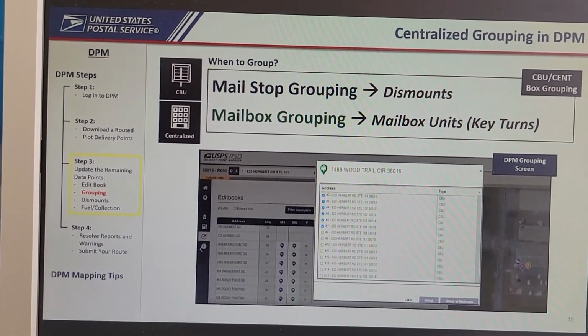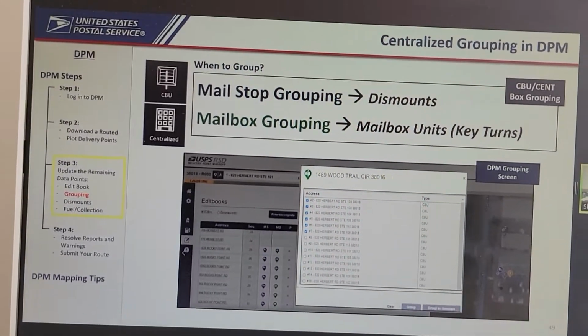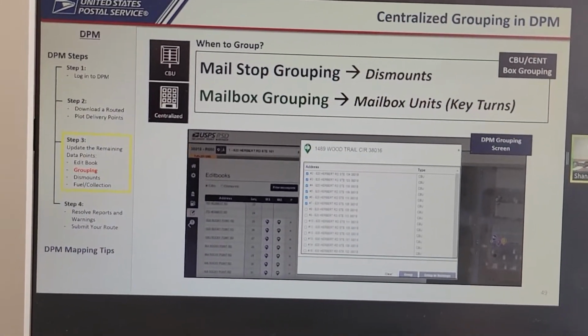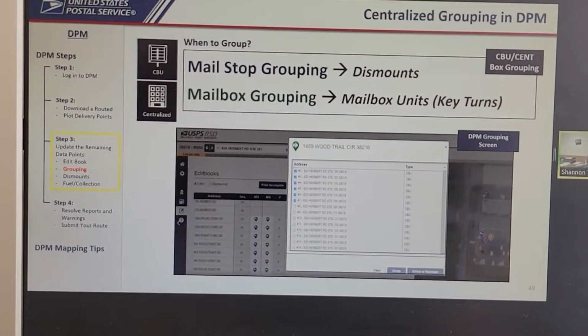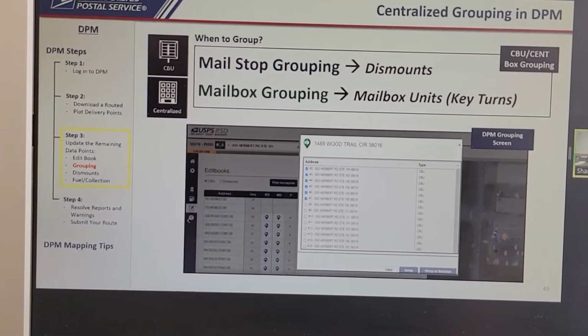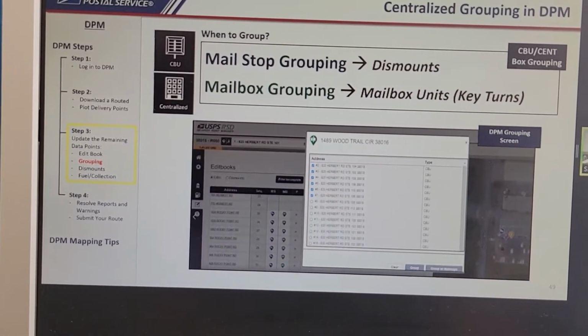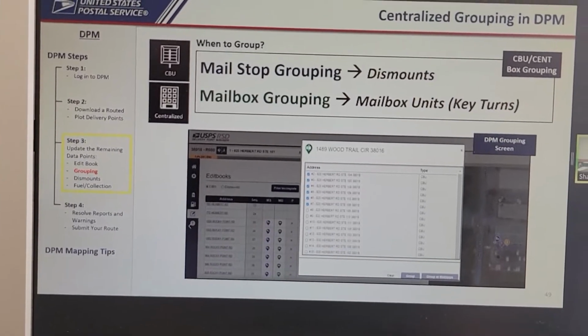So again, we've got the two groups, mail stop groupings and mailbox groupings. So for CBU and central, mail stop groupings equals a dismount. It creates a dismount. Mailbox groupings creates your number of units. So I've got an example for you.